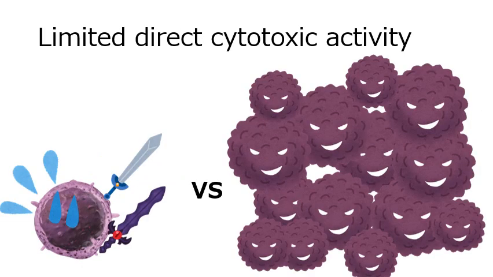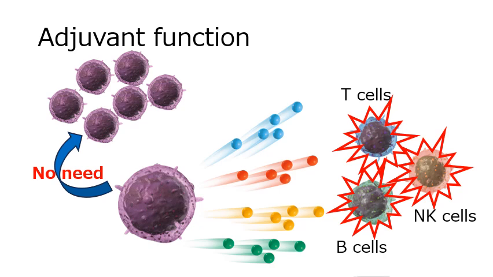NKT cells can also induce cell death against cancer cells, but their direct toxic activity is limited due to their low abundance in the body. NKT cells can produce large amounts of cytokines without requiring clonal proliferation, which activates NK cells, T cells, and B cells. Their role is thought to be that of an adjuvant function.